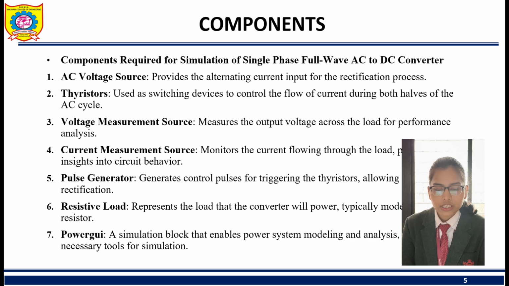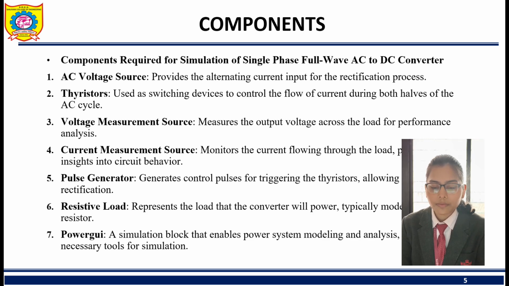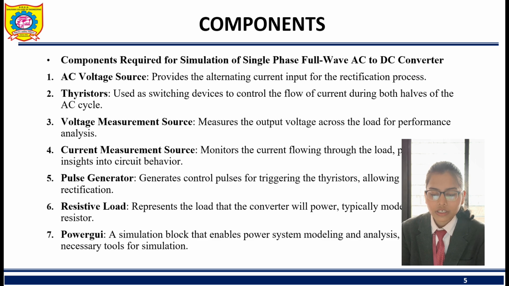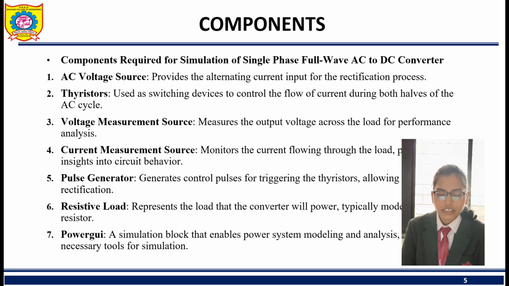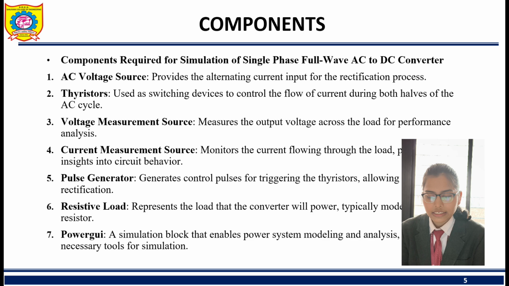Fifth one is the pulse generator. It generates control pulses for triggering the thyristors, allowing controlled rectification. Sixth component is the resistive load. It represents the load that the converter will power, typically modeled as a resistor. And seventh one is the powergui. It is a simulation block that enables power system modeling and analysis, providing the necessary tools for simulation.